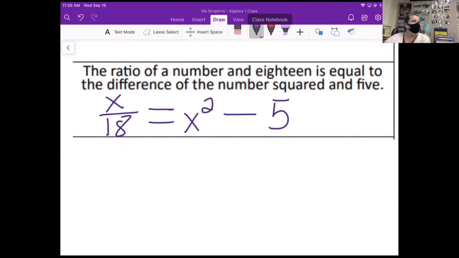So I want you to try those 3 things: underlining your term, highlighting your coefficient, circling your constant. Listen to me very carefully. There is only one constant, and there are 2 coefficients. So think about that. There is only one constant. There are 2 coefficients. I'm not going to tell you how many terms there are. You can figure that out.